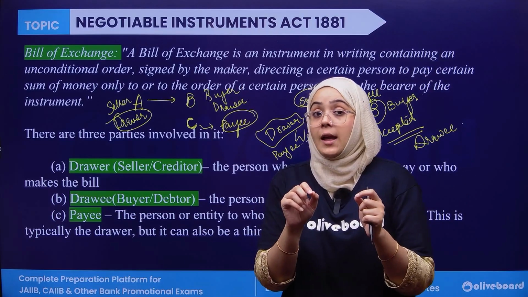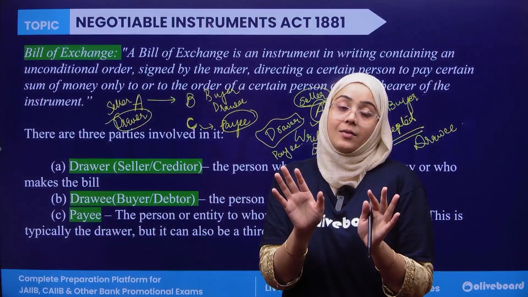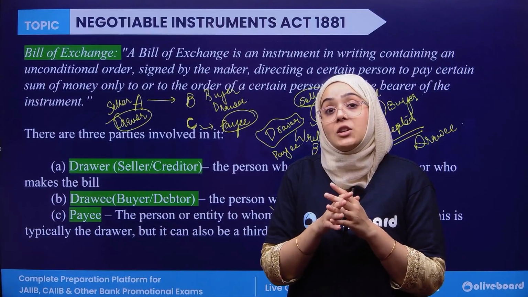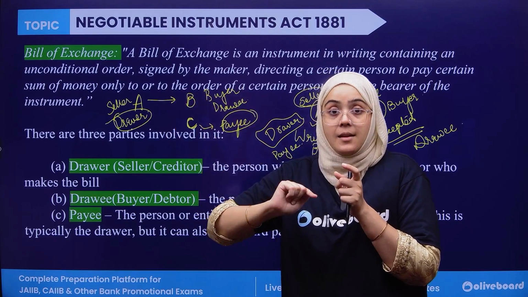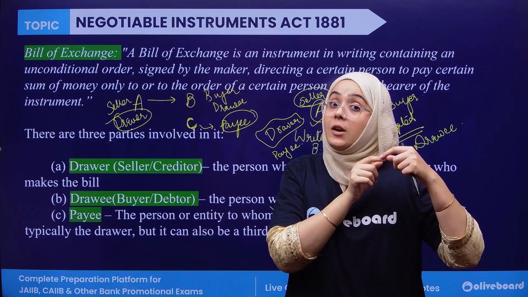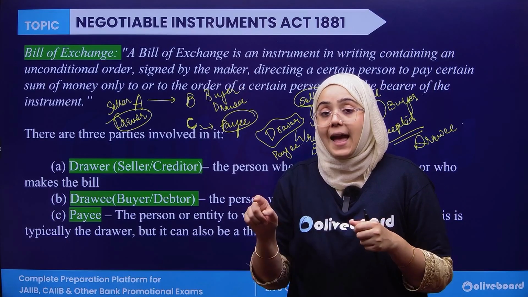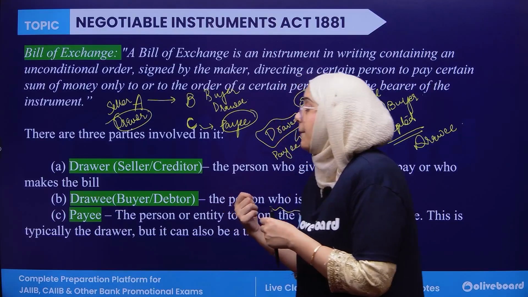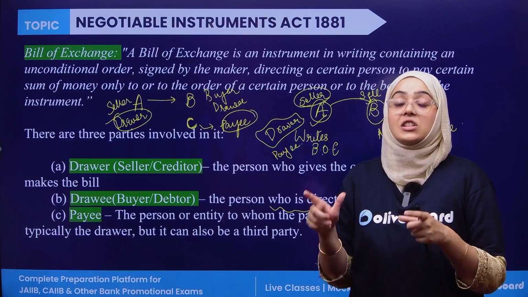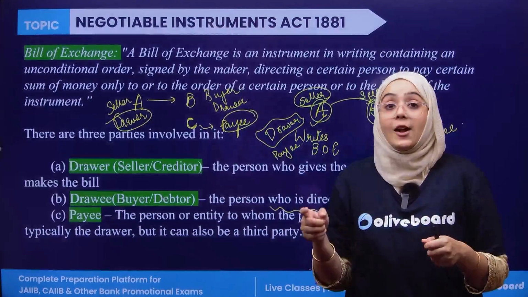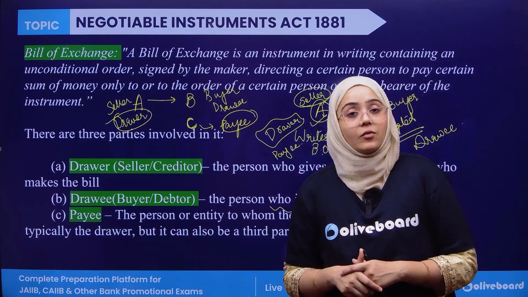In a promissory note, if I promise you to pay directly, then it is a promissory note. In a bill of exchange, I am directing you to pay me. Now, in a promissory note, the payer is the maker. Whereas in a bill of exchange, the drawer is the person who is actually making the bill of exchange, he is the seller. The drawee is directed to pay, and the payee is entitled to receive the payment.